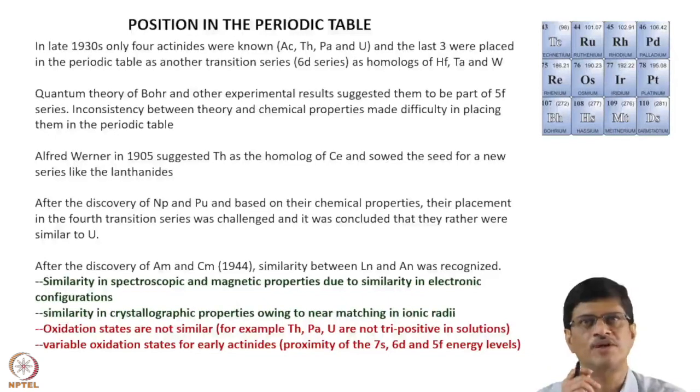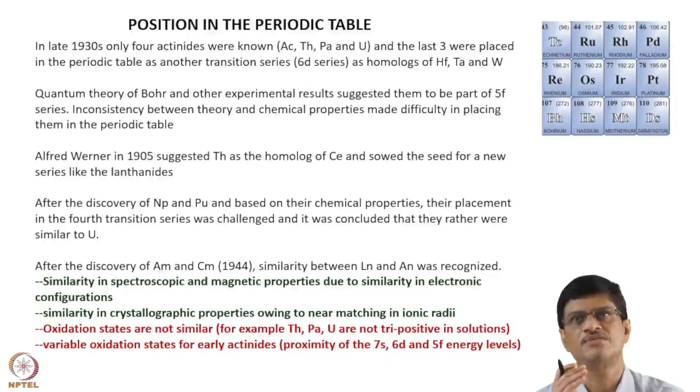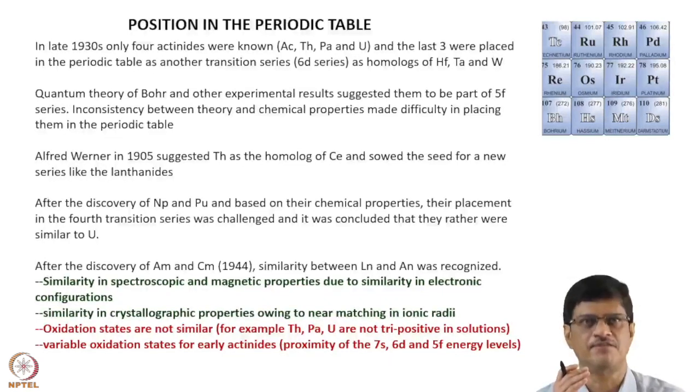Because of this particular positioning in the 6d transition series, this was suggested at that time. However, the quantum theory of Bohr and other experimental results suggested that these actinides, instead of being the 6d series, may be the 5f series. Also, the inconsistency between the theory and chemical properties made it difficult to place them in the periodic table. So there was a lot of confusion. I will show in the next slide how this confusion was actually cleared.